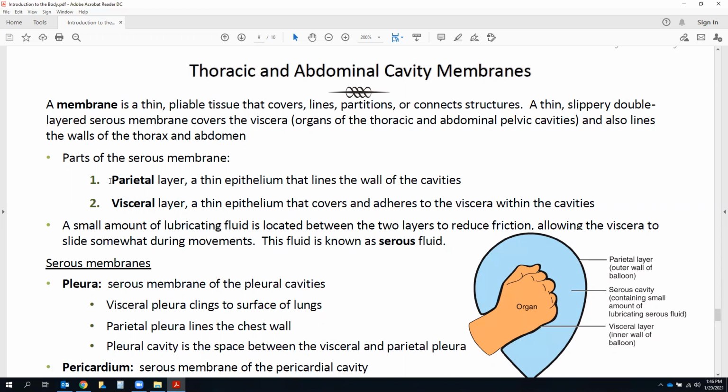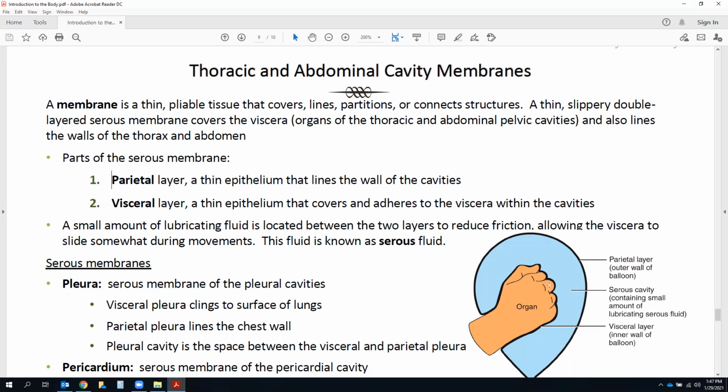The parietal layer is a thin epithelium that lines the walls of the cavities, and it doesn't say this, but it would be the superficial layer, the layer that's closer to the outside of the body, whereas the visceral layer is a thin epithelium that covers and adheres to the viscera within the cavity. So this is what covers the organs, and thus would be the deeper layer.